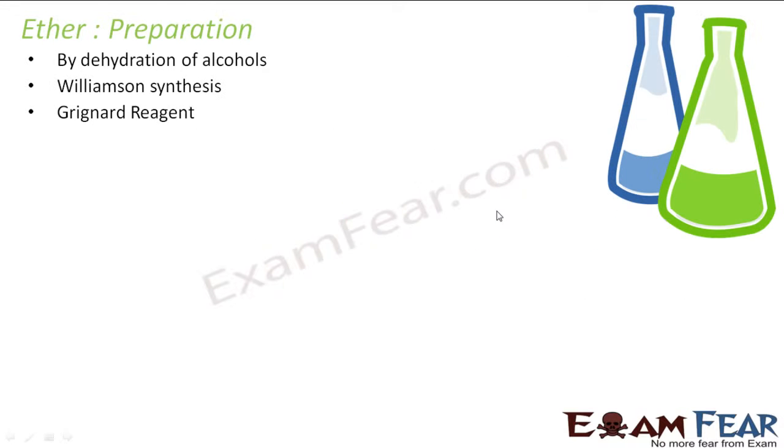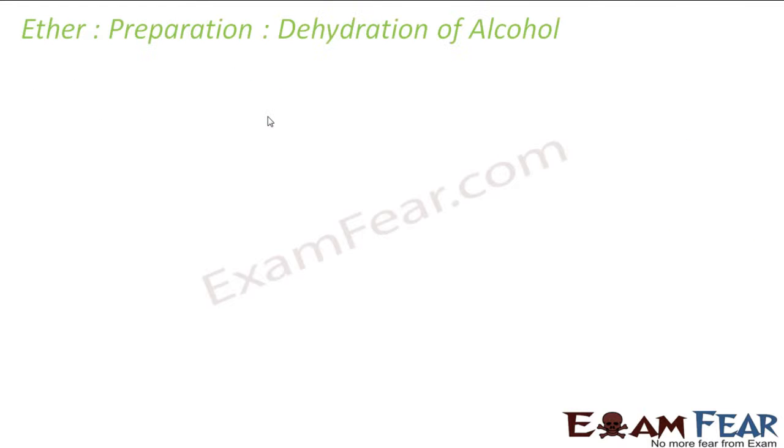Let's talk about ethers. To start, let's talk about the preparation of ethers. We'll prepare ethers by three methods: by dehydration of alcohols, Williamson synthesis and the Grignard reagent. Let's understand the first method, that is dehydration of alcohol. So here you generally get symmetric ethers.